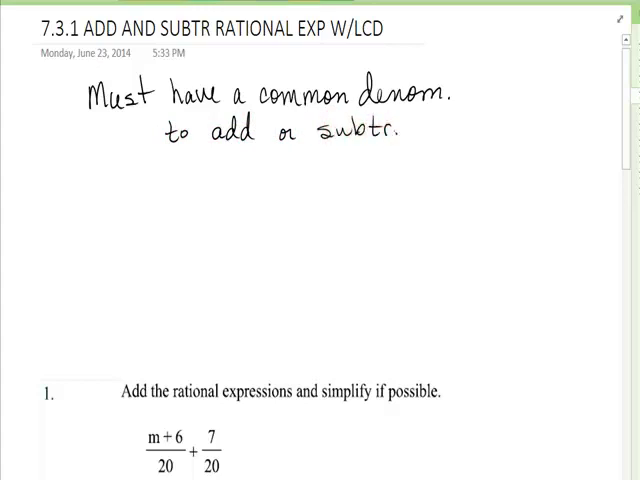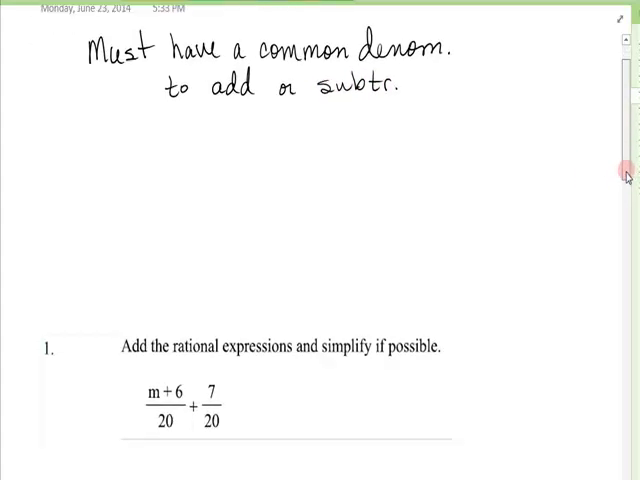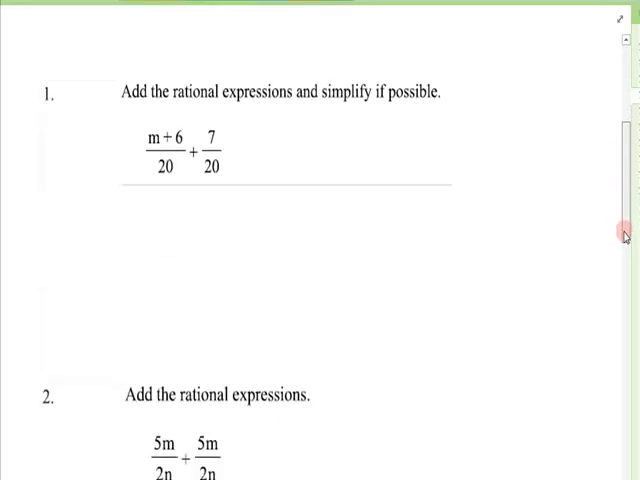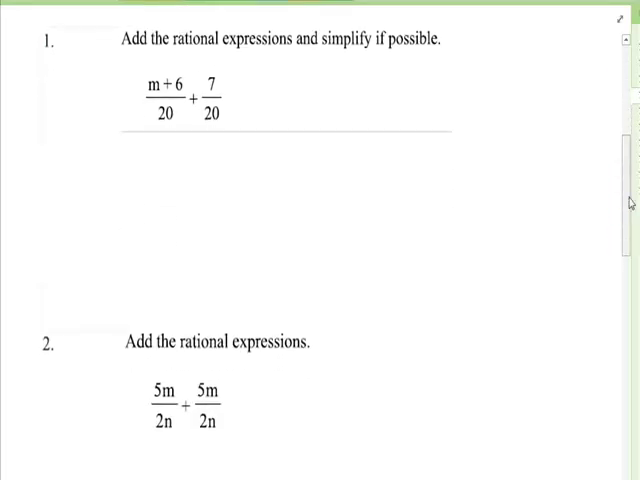Now in this first lesson, because there are two lessons on addition and subtraction, we're going to already be given a common denominator. So let's take a look at these. We have m plus 6 over 20 plus 7 over 20. I'm going to write below it, I have a single denominator of 20, and I have the m plus 6 plus 7. I'll put them together over one denominator. I'm moving vertically down.